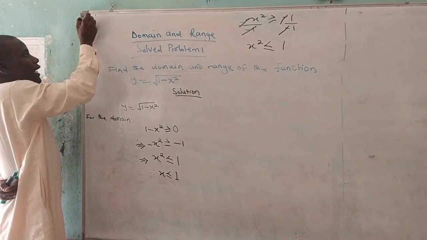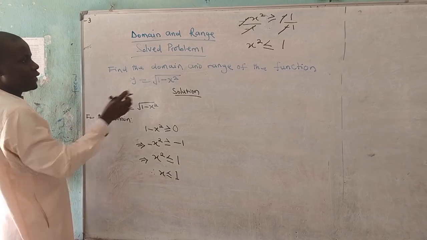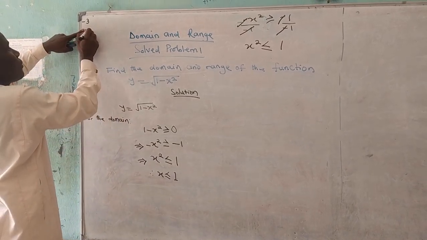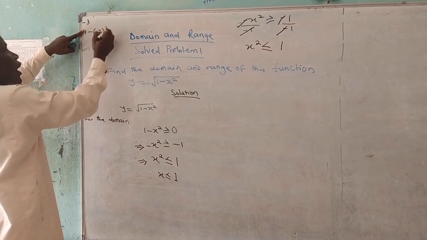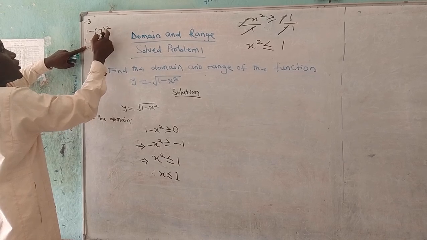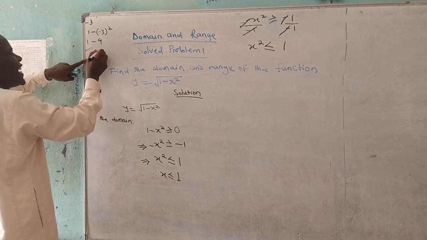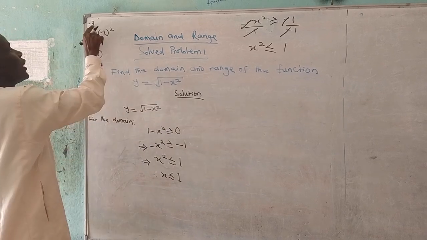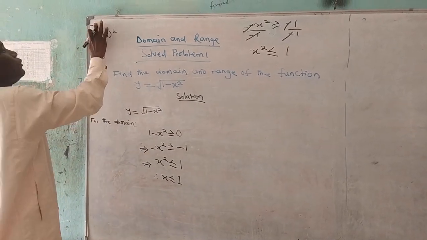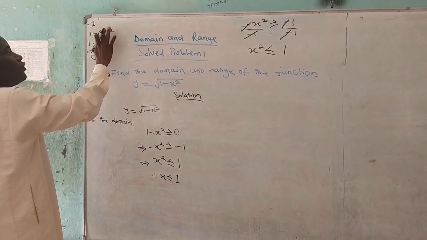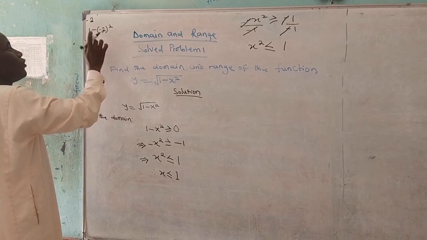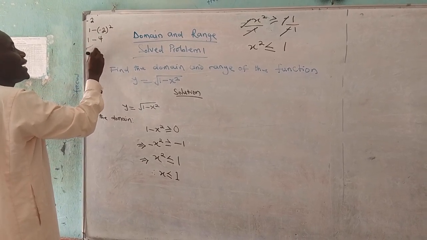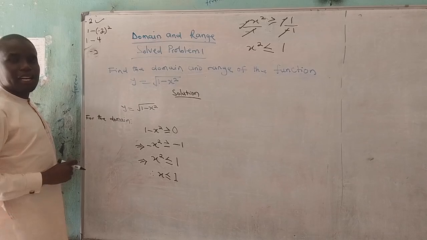Let's start from minus 3. If you take minus 3, here you have 1 minus 3 squared. What do you have? 9, and 1 minus 9 is minus 8. So this is a complex number. So minus 3 is not in the range. If you take minus 2 also, you have 4, and 1 minus 4 is minus 3. So minus 2 is not in the range again.